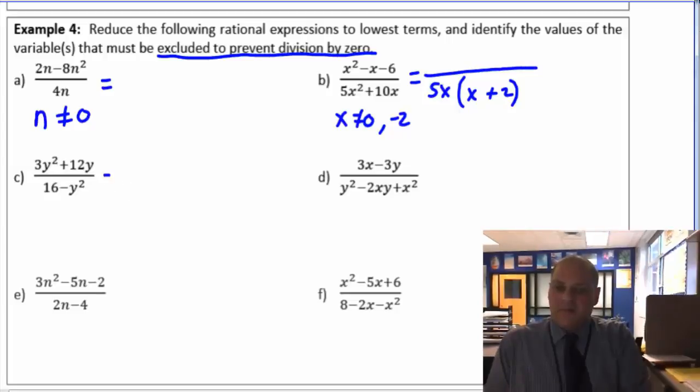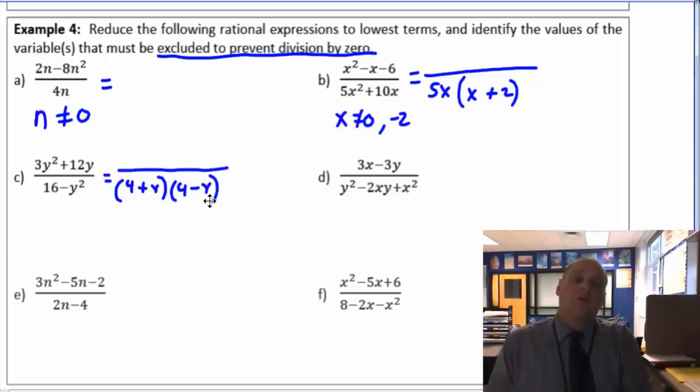Here I have my denominator is 4 plus y, 4 minus y, and so therefore y cannot be negative 4 and y cannot be 4. So y cannot equal negative 4 and 4. We just write it like that.